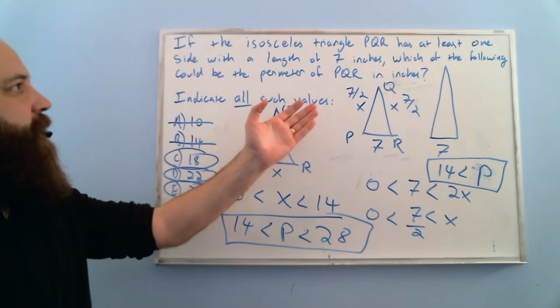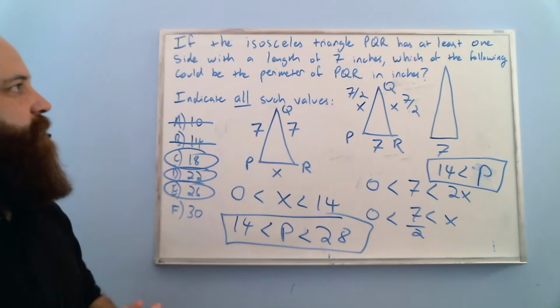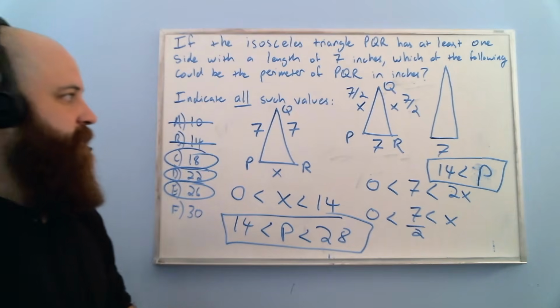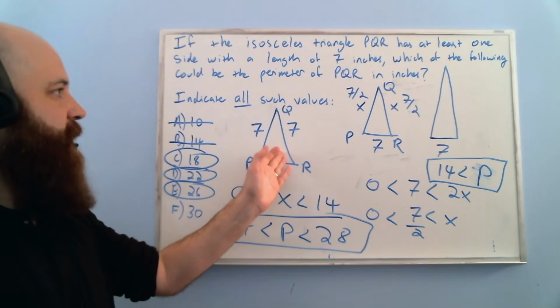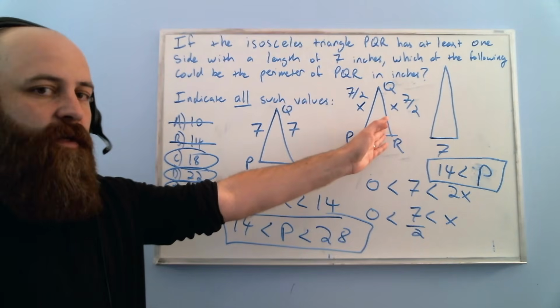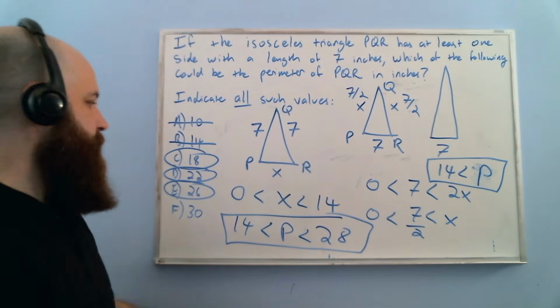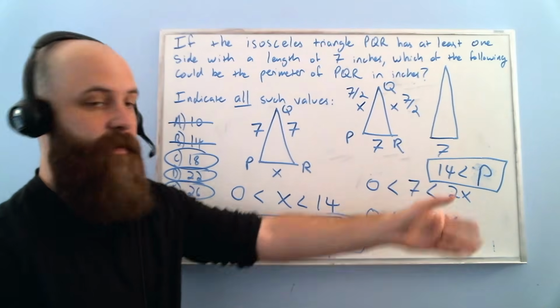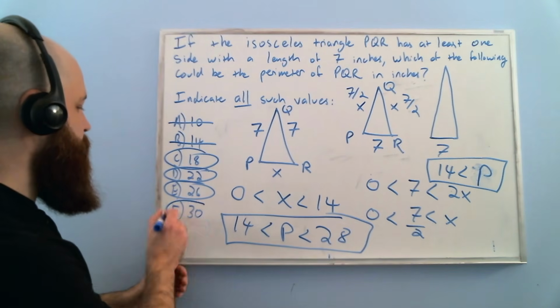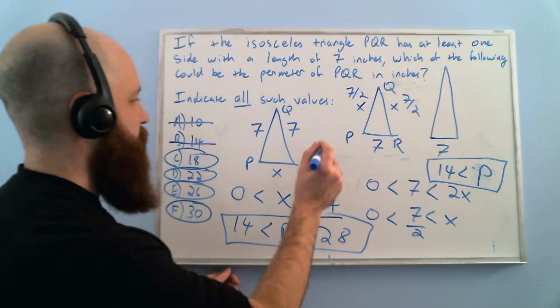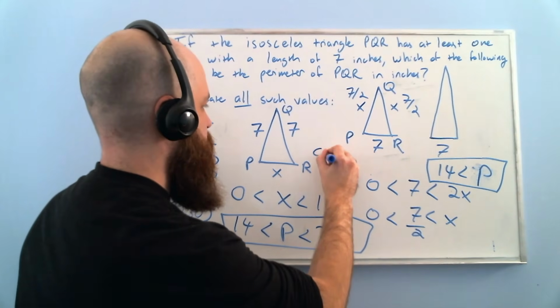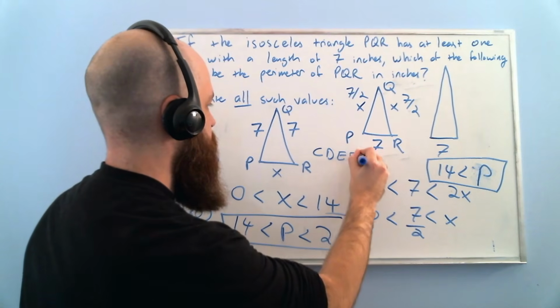Well, the question is saying, which of these is a possible perimeter given these constraints? It doesn't matter. Sure, I couldn't get a perimeter of 30 with this triangle, but I could get it with this. So the constraints can lead to a perimeter of 30. In fact, the perimeter could be anything bigger than 14. So I'll take 30 as well. So that leads me to the correct answer for this question, C, D, E, and F.